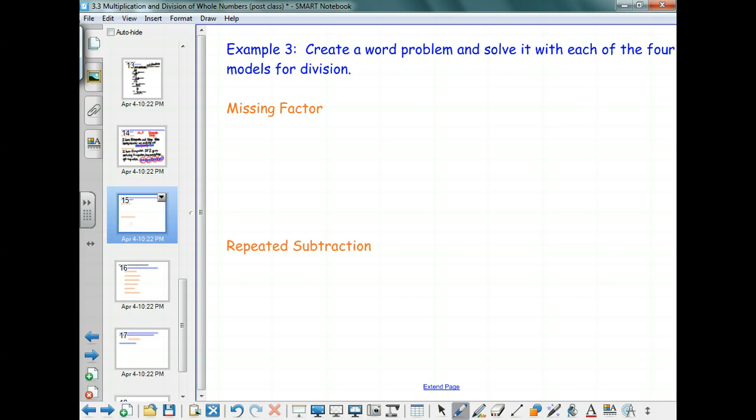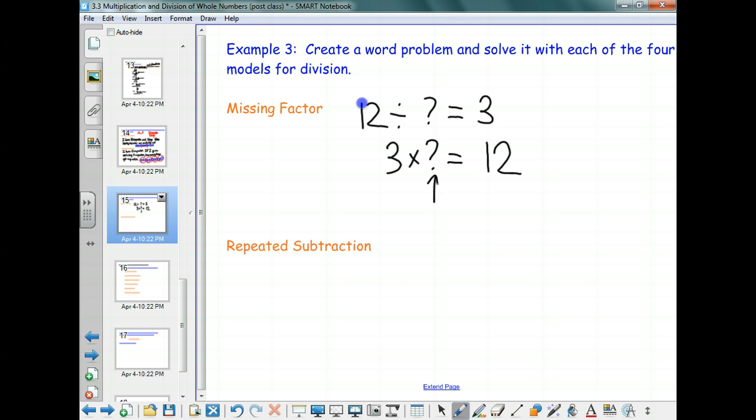So if I have 3 dogs, this is 12 divided by 3. It'll be more particular down here with repeated subtraction. 12 divided by 3, 12 divided by what equals 3. How would I change this to demonstrate it with missing factors? 3 times what equals 12, and this value would be 4. Good. And then with repeated subtraction, what's the idea behind that?